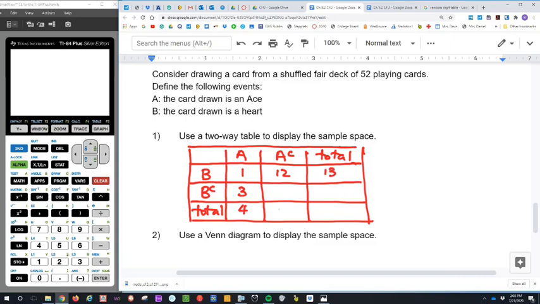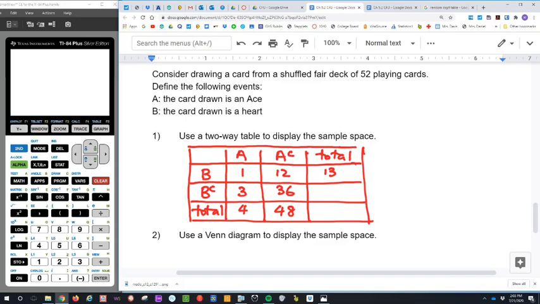Okay? Now we put 48 in the bottom row under the A complement. Why? Because if 4 cards are aces, how many possible outcomes are not aces? So it's 52 minus 4, and you have 48, right? So what's the event that is not an ace?